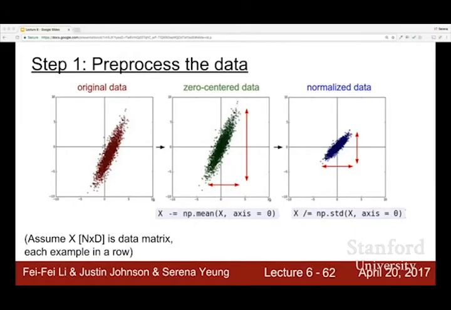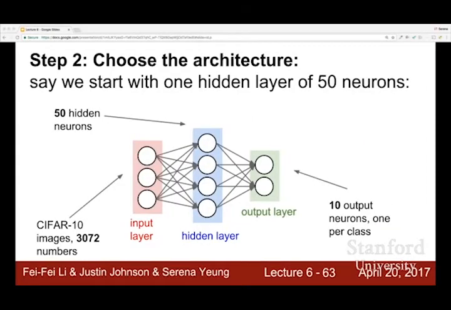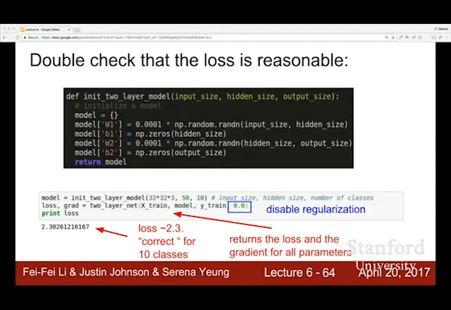So we want to zero mean the data, as we talked about earlier. Then we want to choose the architecture, and here we are starting with one hidden layer of 50 neurons, for example, but we can pick any architecture we want to start with. Then we initialize our network, do a forward pass through it, and make sure that our loss is reasonable.